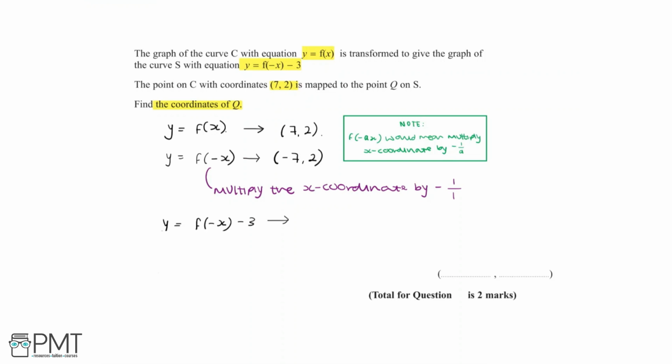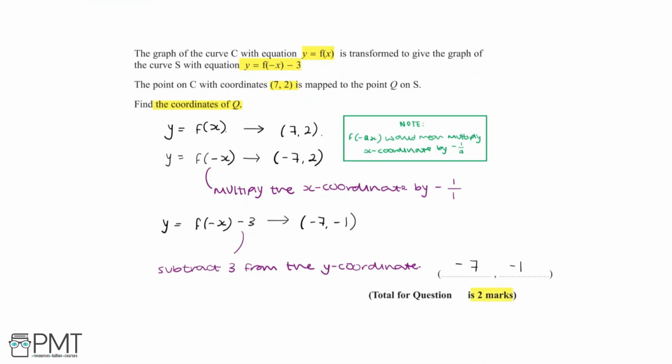Now the minus 3 is outside of the brackets, which means it involves the y coordinates. And so when we have y equals f of minus x minus 3, we have to take 3 away from the y coordinates. We have a y coordinate of 2, and 2 take away 3 is equal to minus 1. And so our new coordinates will be minus 7, minus 1. And so we've now found the coordinates of point Q, which is equal to minus 7, minus 1.